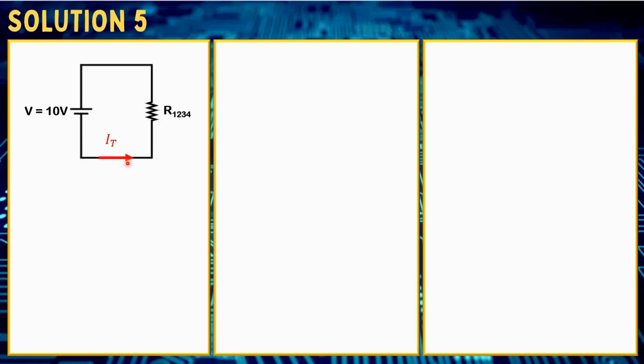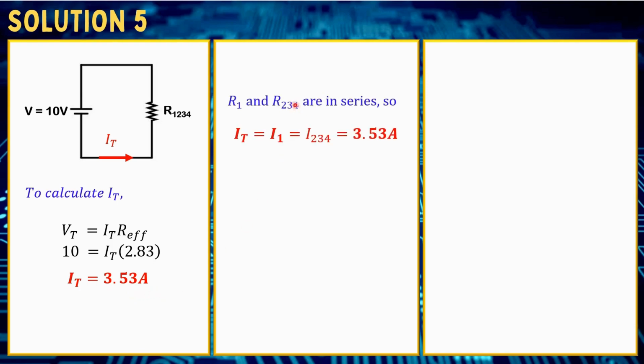From our final circuit, we can calculate the I total by using the equation of Vt equal to It times R effective. When we substitute the value for Vt, which is 10 volt, and R effective is 2.83, we get that I total is equal to 3.53 ampere. We know that R1 and R234 are in series, so the current flow through both resistors are equal, which is I total now is equal to I1, which is also equal to I234, which is equal to 3.53 ampere.